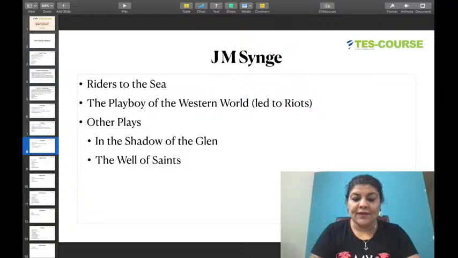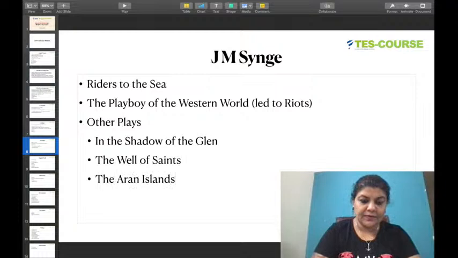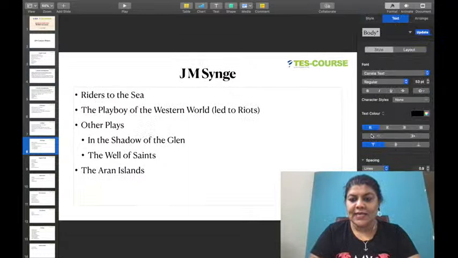The Well of Saints. The Aran Islands is not a play. It is another book. Will you remember, guys, all these things? Riders to the Sea is also set in the Aran Islands.